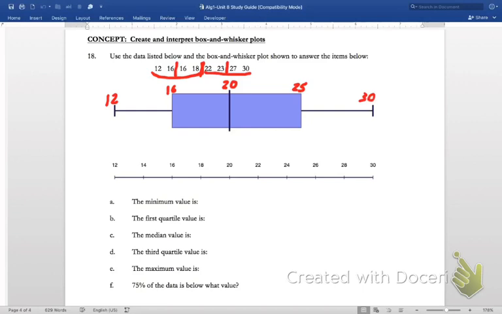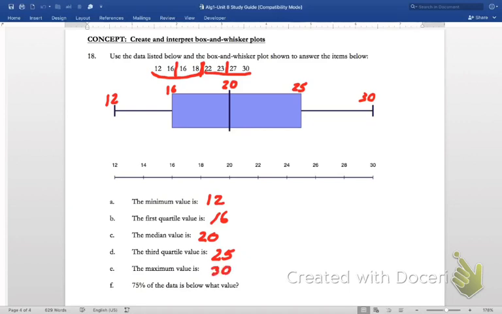So now we've got everything kind of mapped out for us a little bit better. So now we can answer the questions relatively easily. The minimum is 12. The first quartile value is 16. The median is 20. The third quartile value is 25. The max value is 30.